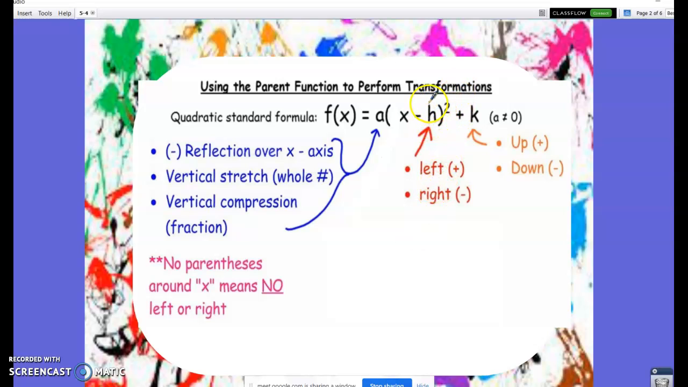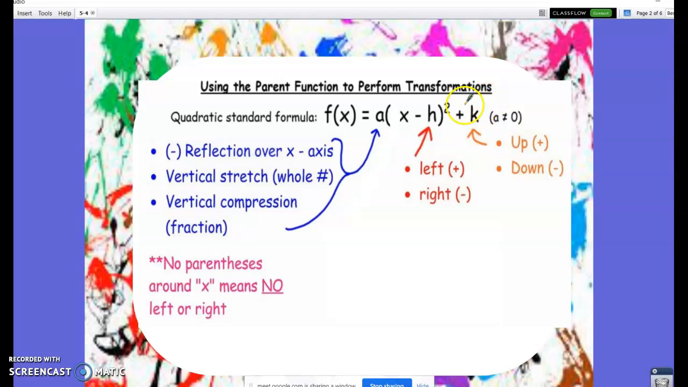The h value, which is in the vertex form, is minus h. It tells you if you move to the left or the right. So since the vertex form has a subtraction symbol here, it moves opposite of what your brain would automatically think. So I think positive means right and negative means left, but because the form of the equation has a negative here, it goes backwards of that. So negative is to the right and positive is to the left.